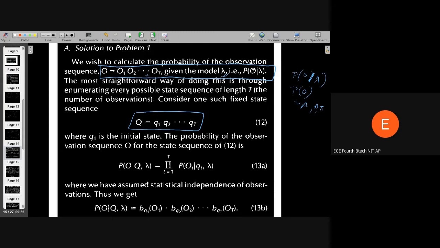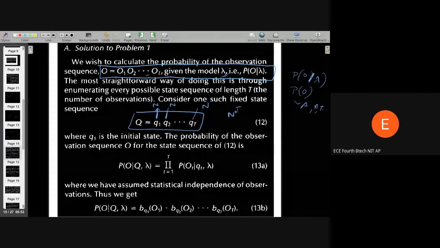Now each observation is generated from a hidden state. From Q1 you get O1, from Q2 you get O2, from Qt you get OT. Q1 has N possible states, Q2 has N possible states, Qt has N possible states. So there are N to the power T possible sequences of states. Now let's take one fixed state sequence.